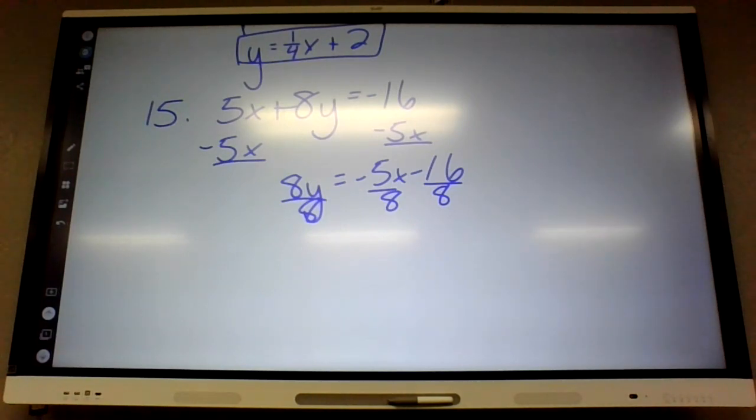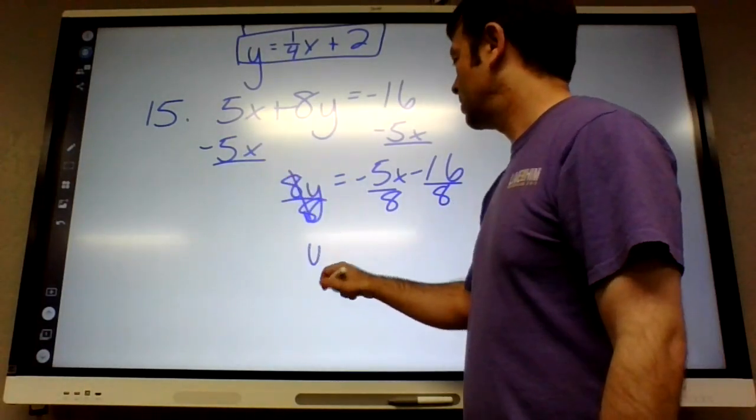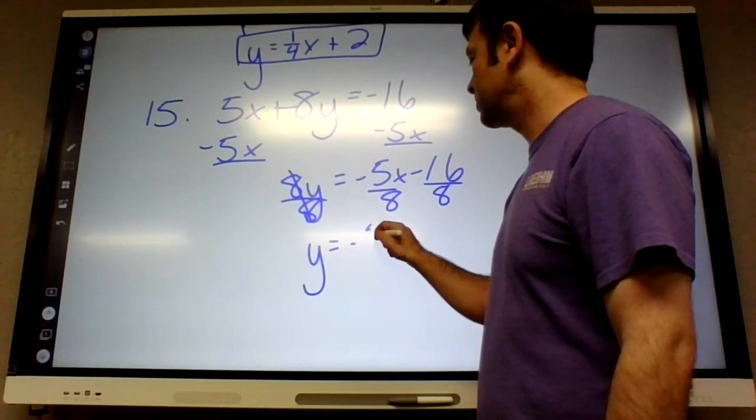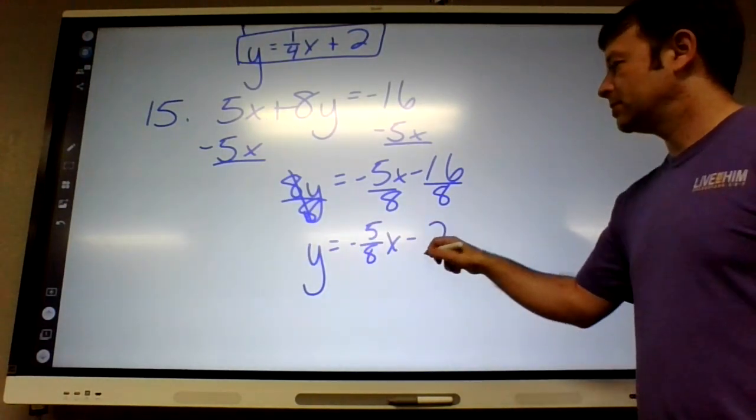We're on page 2. And then y equals negative 5, right, x minus 2. Yeah.